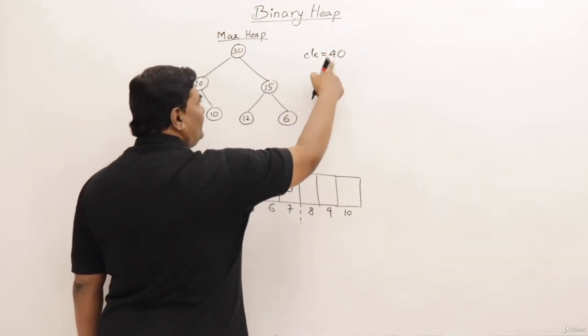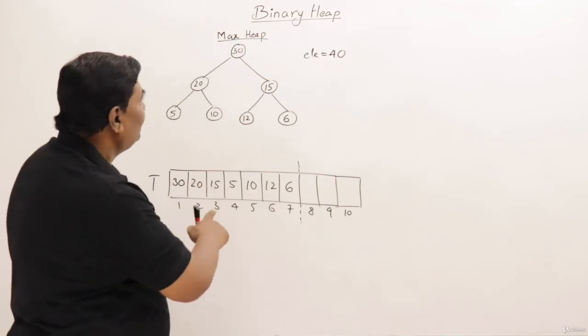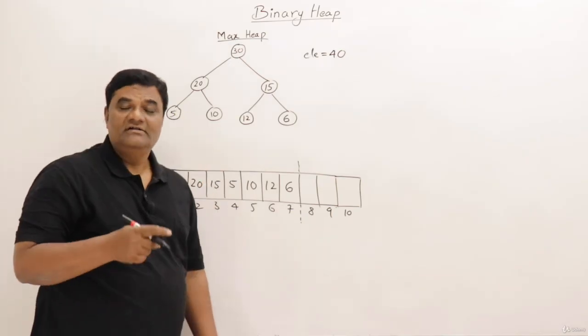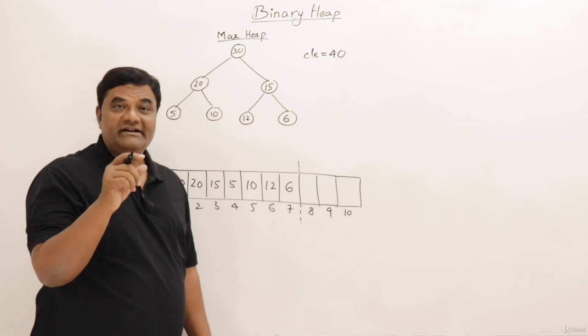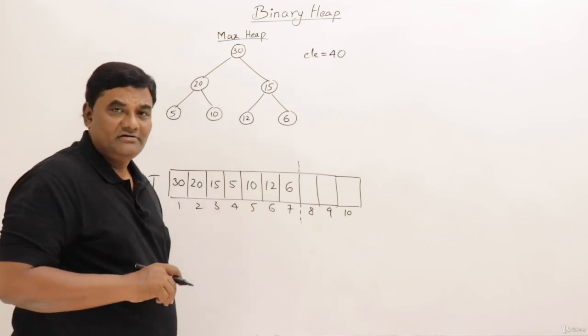This is the element that I want to insert. Now tell me when it should come. This is a max heap and the root should have the largest element or greatest element. So 40 should be kept in root, isn't it?